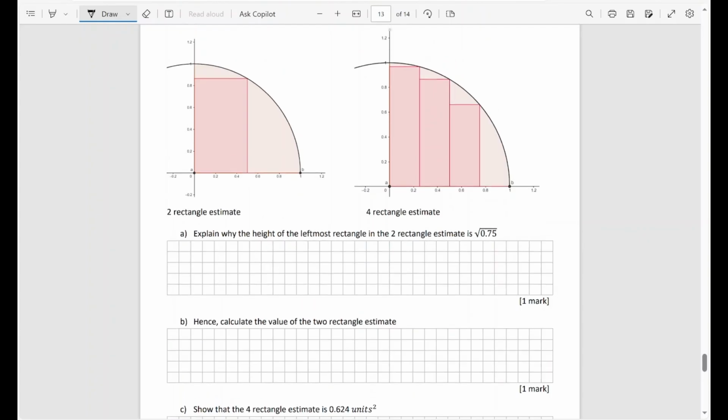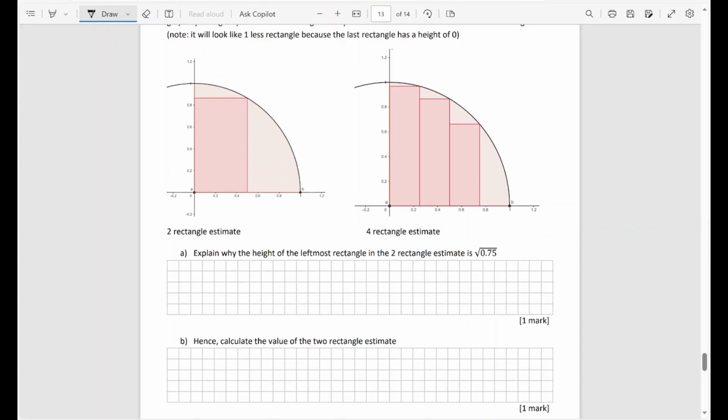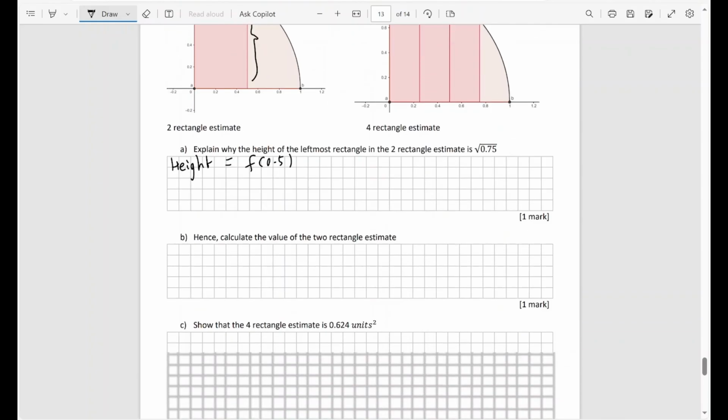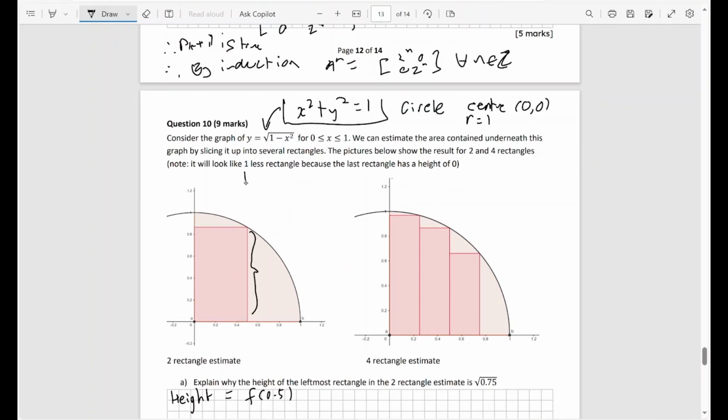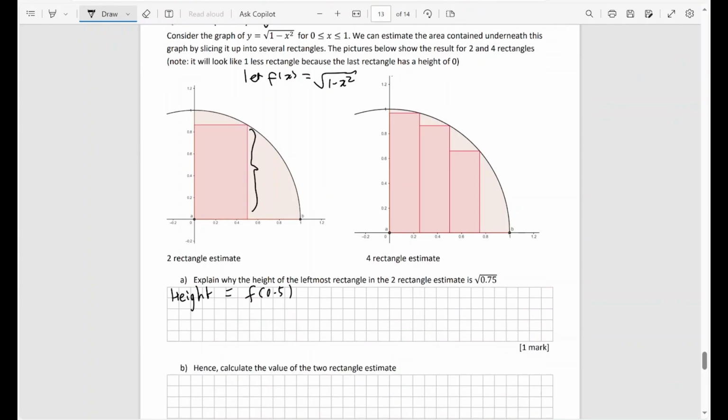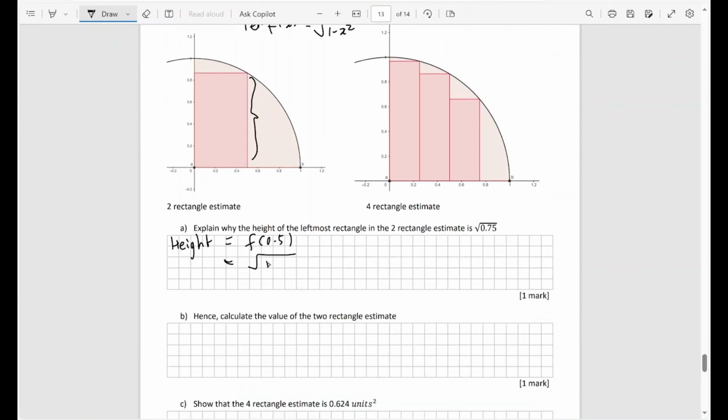All right, explain why the height of the leftmost rectangle in the two rectangle estimate is 0.75. So y is this height, 0.75. Height will equal f of 0.5. Maybe what we could do is say let f of x equal root 1 take x squared. I might actually rewrite that question to use f of x instead of y. But basically it's root of 1 take 0.5 squared, which is root of 1 take 0.25, which is root of 0.75. Hence calculate the value.